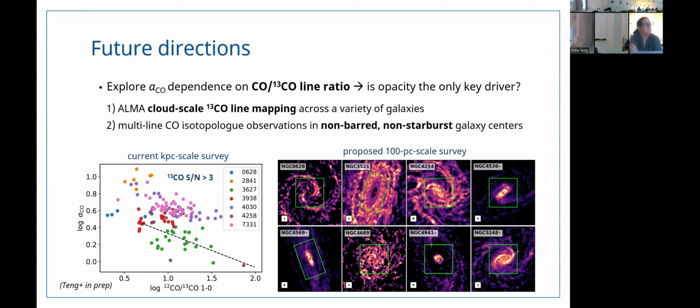So I have been working on several new ALMA proposals to target cloud scale observations of the 13CO line across the nearby galaxies where we have alpha CO measurements. And we have another program that we proposed to target multi-line CO isotopologue observations in a more quiescent set of galaxy centers.